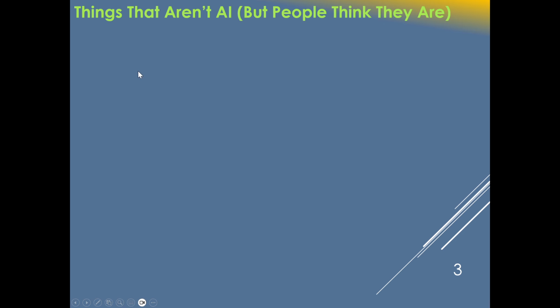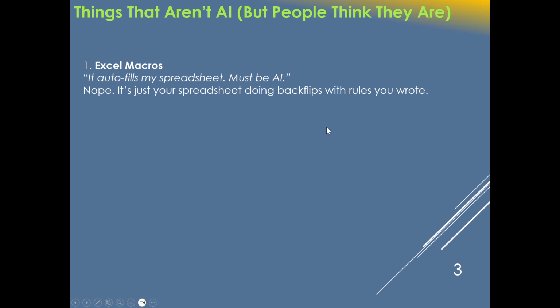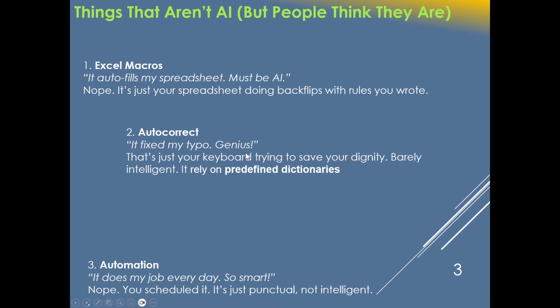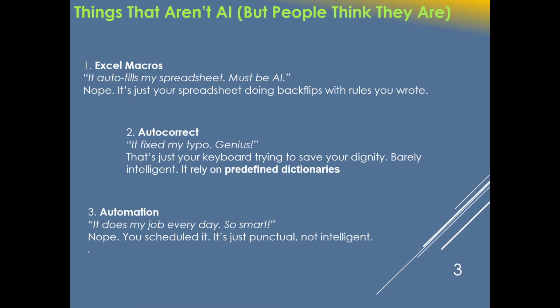Things that aren't AI but people think they are. Some people think that Excel macros are AI, but they are not. It is just autofill. Some say that autocorrect, because it is fixing my typos, is AI. No, it is not. It is just a predefined dictionary. And automation. Even in meetings, I found that when people start talking about AI, somehow the discussion moves into automation. Automation is always there.